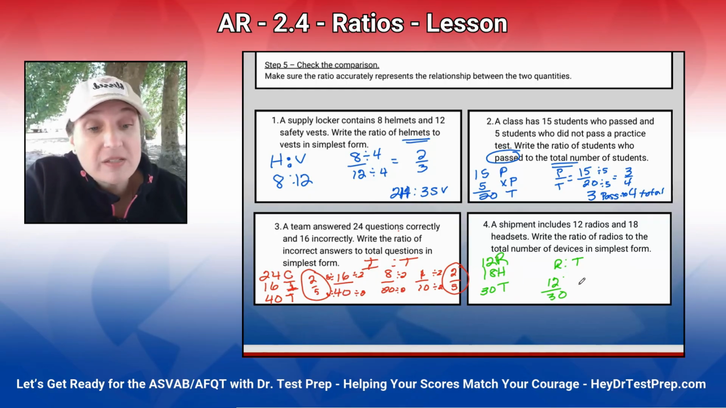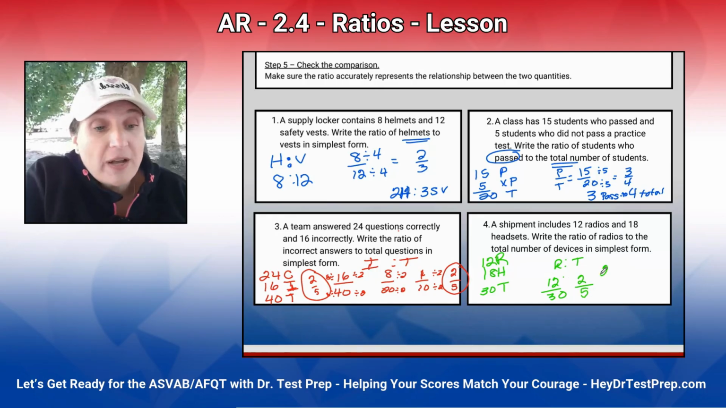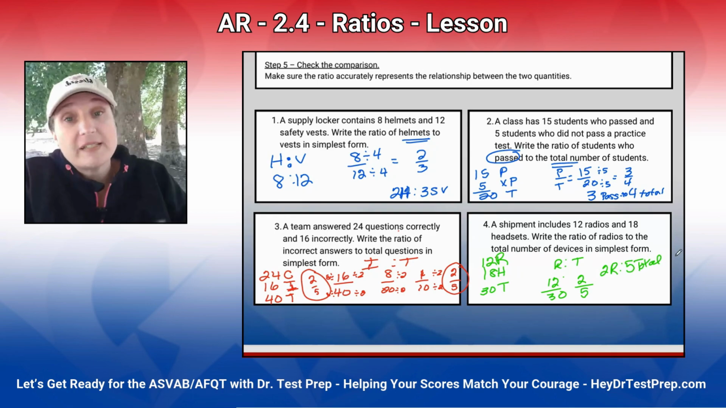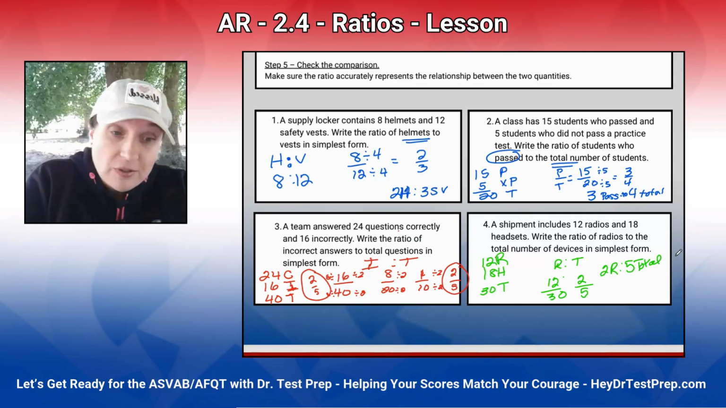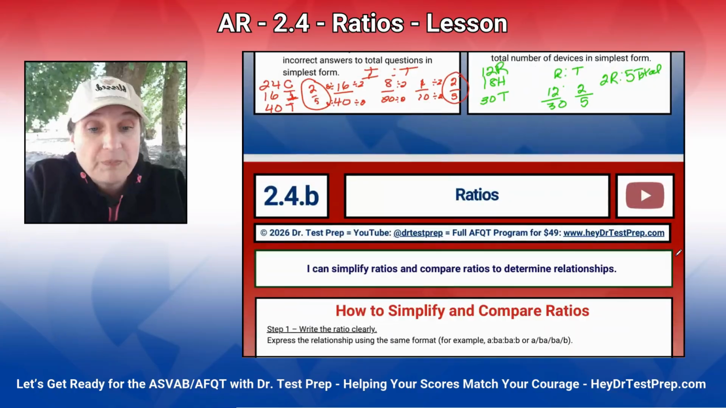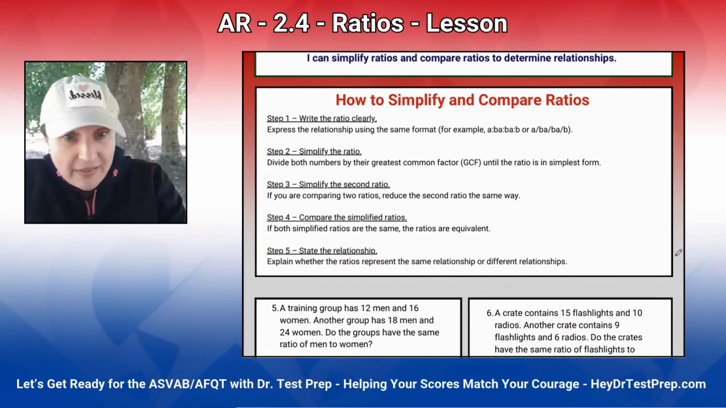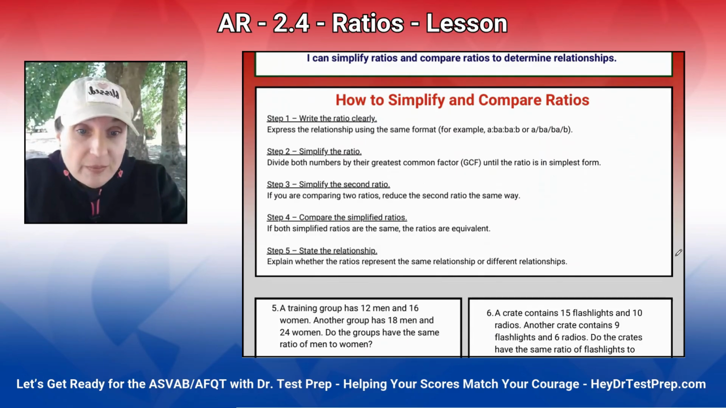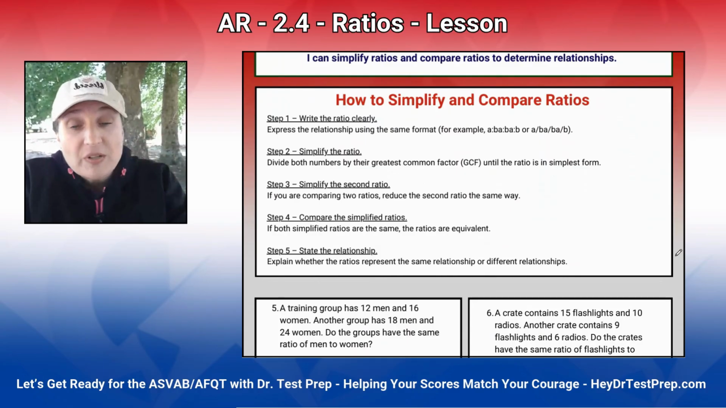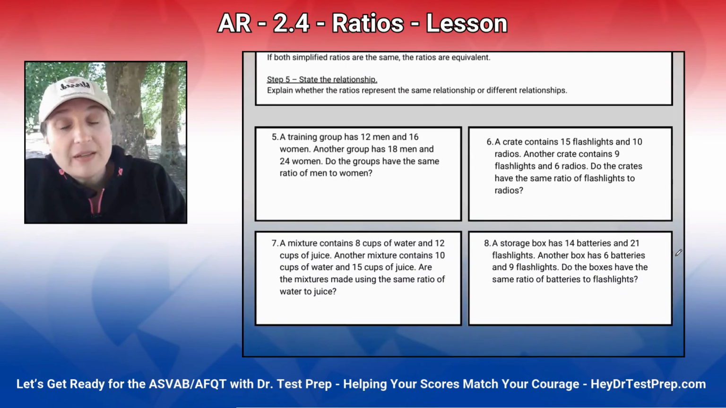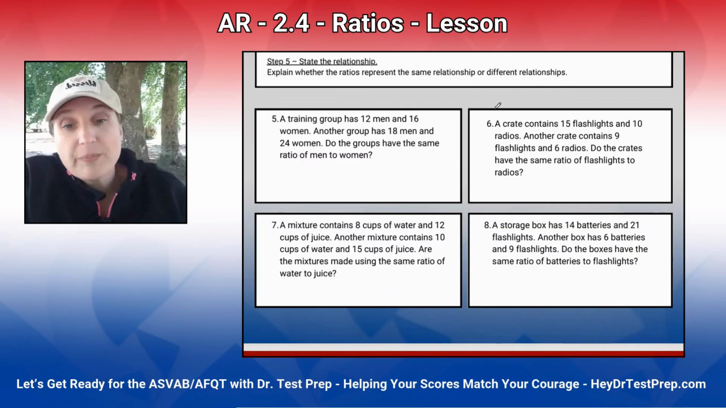So both of these are divisible by 6. So we've got 2, 5. So for every 2 radios, there's 5 total devices. Or out of every 5 total devices, there's 2 radios. All right, so now we're going to really look at comparing them. So we're writing our ratios the way that we're supposed to. We're simplifying them and then determining the relationships.